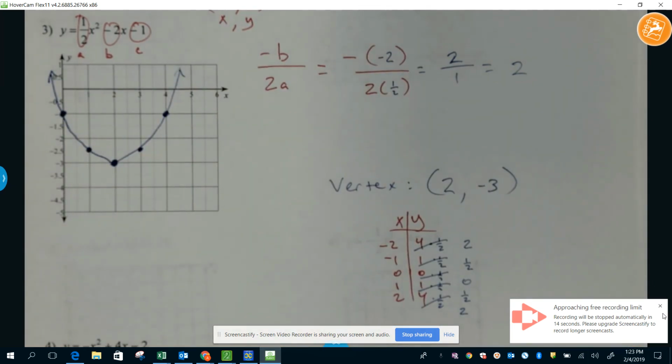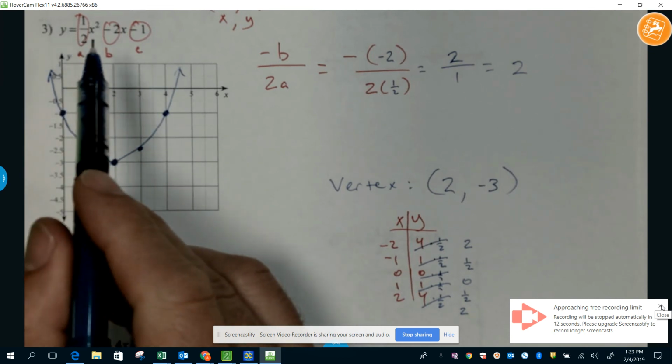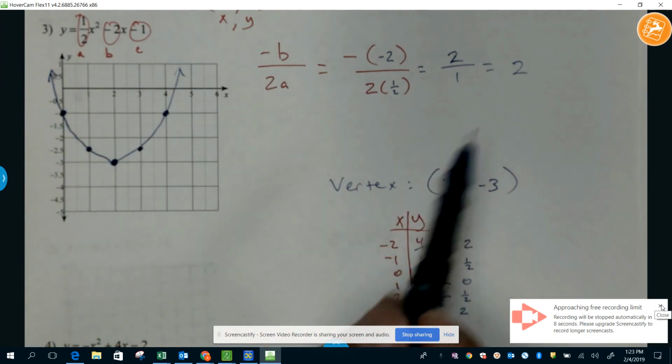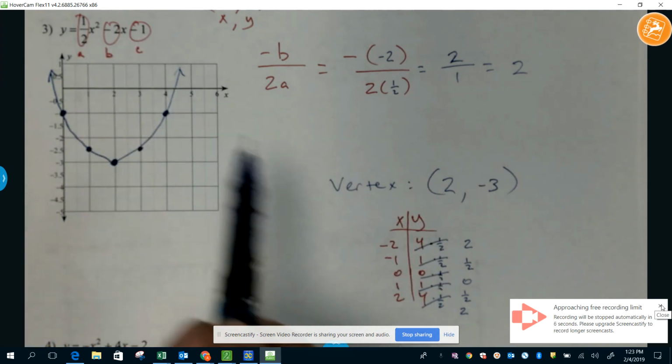Okay, a little bit different there. Leave it in standard form. Identify your A, your B, and your C. Use -b over 2a. That tells you the x value. Plug that x value back into the equation to find the y value.